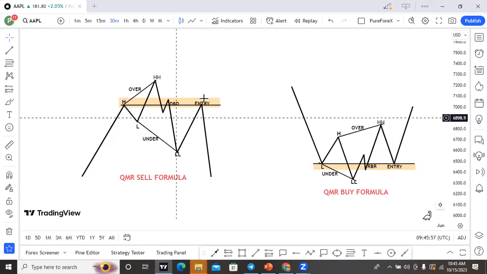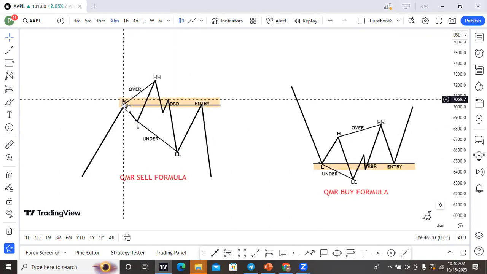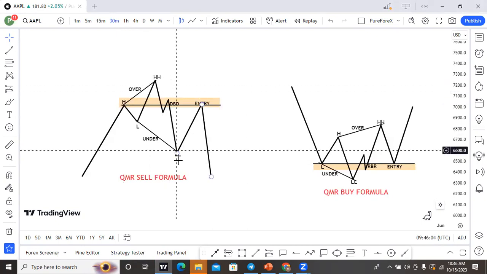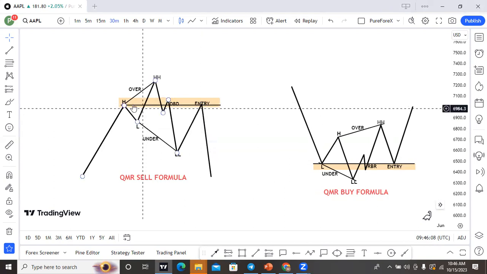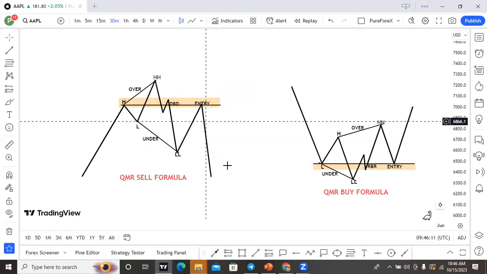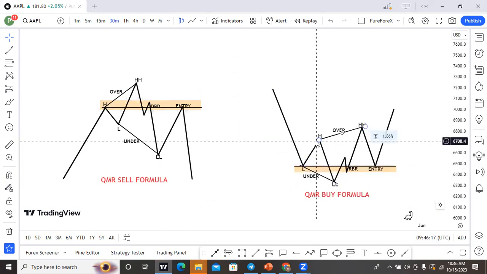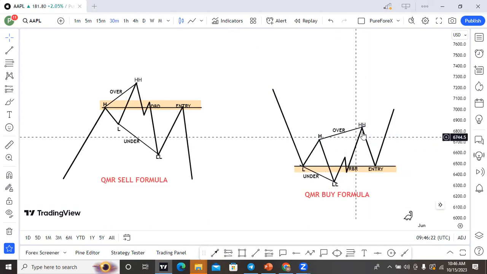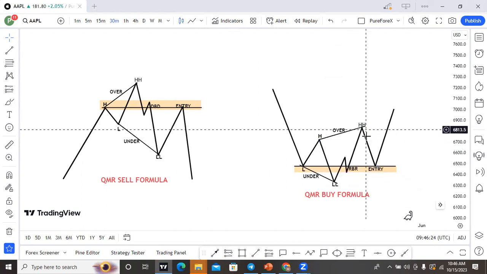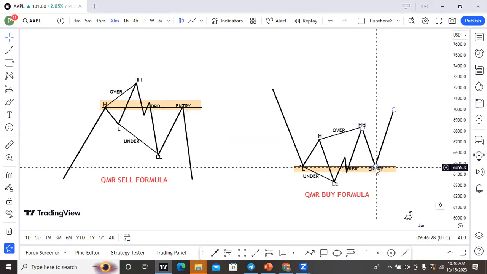So when you look at this QMR sell formula, it contains what? The high, the low, the higher high, and the lower low. When this happens on the chart, we expect price to come back to the left shoulder of this QMR, then we sell. When you look at the QMR buy formula, we have the low, the high, the lower low, the higher high. When the market breaches this high, we expect the market to come back to this particular left shoulder of the QMR and we buy.